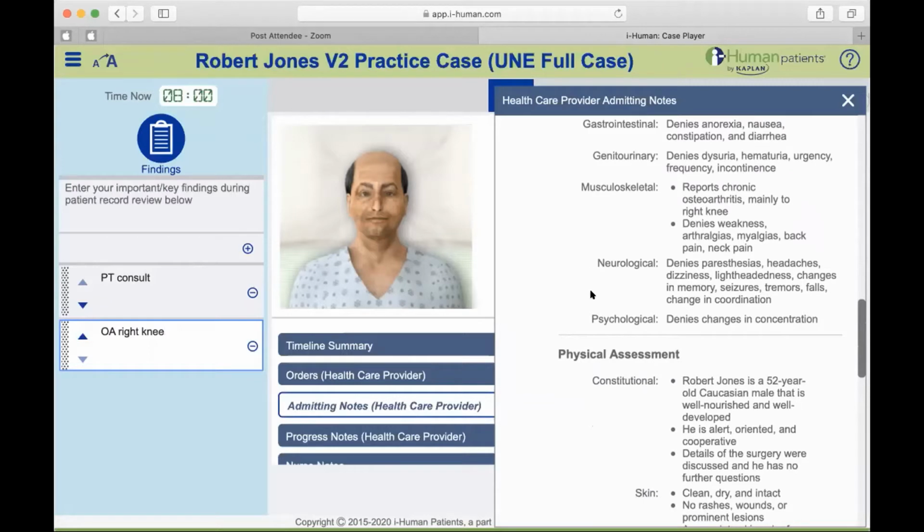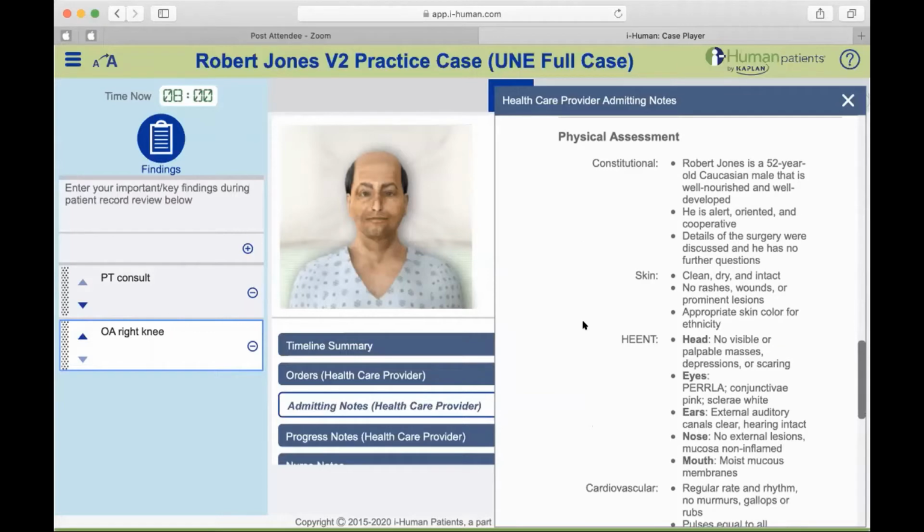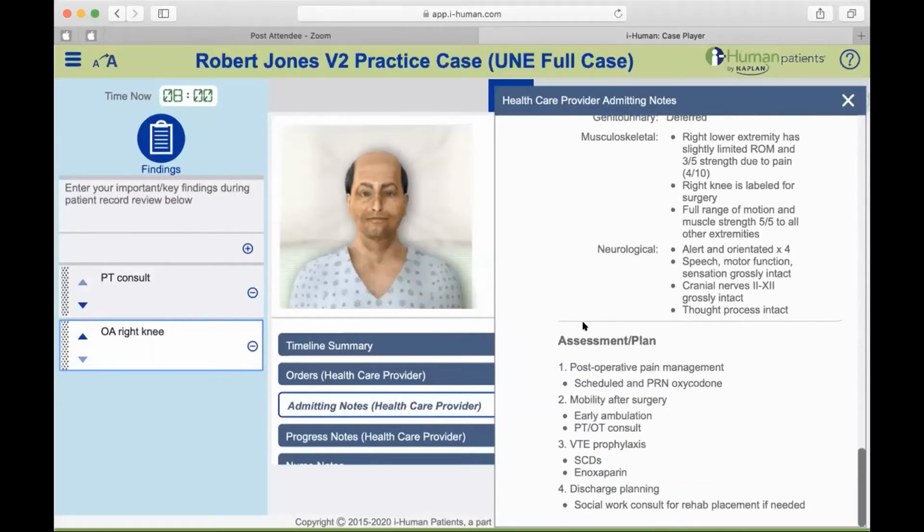Neurologically, there are no concerns. Psychiatrically, no concerns. A physical assessment was completed. And we have our assessment and our plan. So Robert has oxycodone available. Early ambulation is suggested. Again, we see our consults, SCDs, and the social work consult. So what this does is allow the students to read through that electronic health record and really practice focusing on recognizing key findings in relation to care.